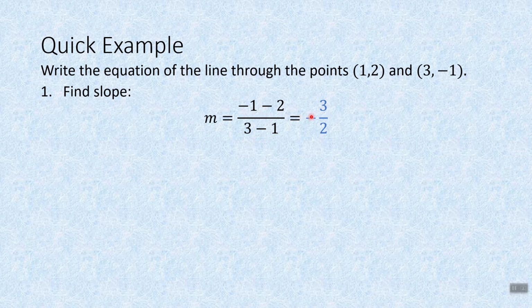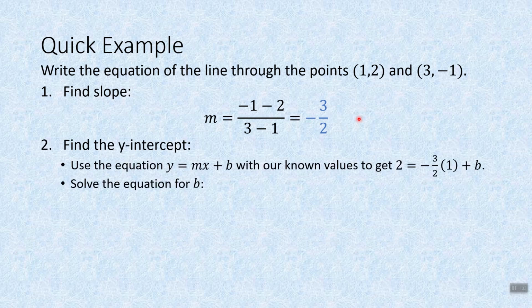Negative 1 minus 2 is negative 3. 3 minus 1 is 2. I did put this negative out in front of the fraction. I could have just as easily floated it up in the numerator. As long as there's only one negative sign, we generally take it either in the numerator or out in front of the fraction. It's kind of a student's choice, but a mathematician's choice would almost always be to put the negative out in front. So we found the slope.